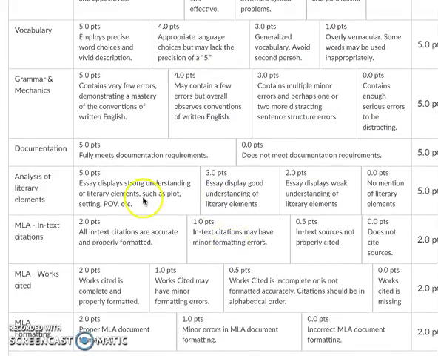Okay, literary elements, so I think that one's pretty self-explanatory. And then MLA, I'm going to do a separate video for MLA, for people who are having problems with this, just to highlight some of the common problems. So you can go ahead and watch that video later on.